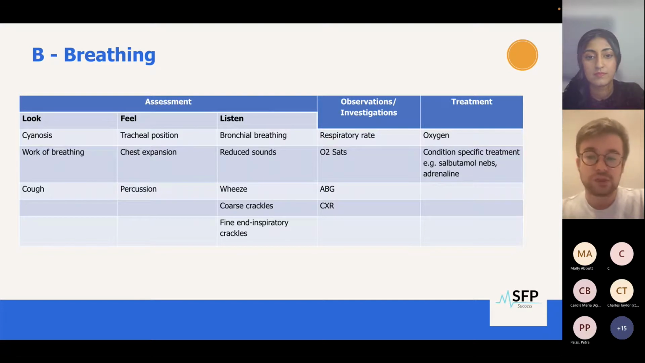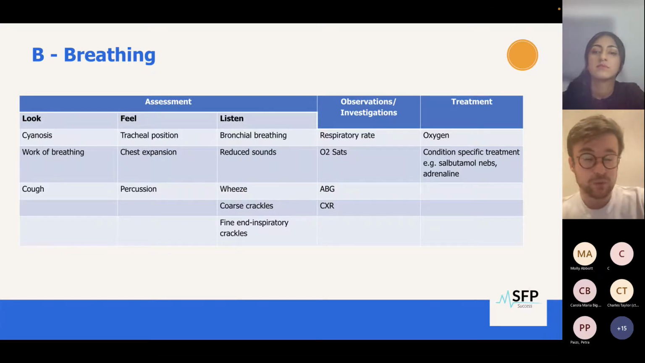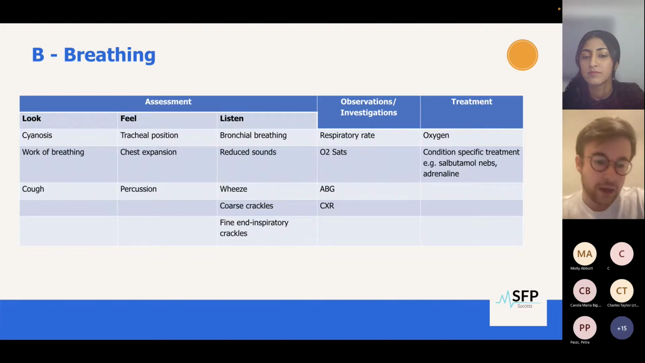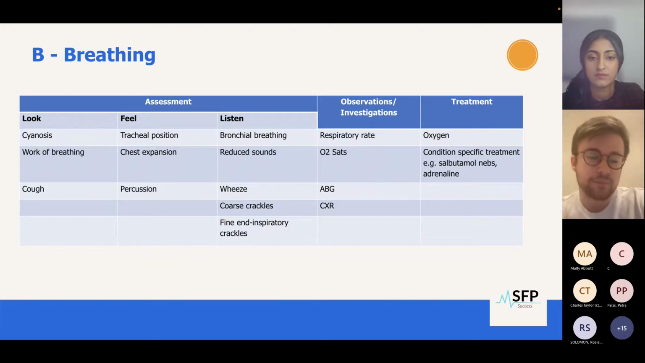So if you're suspecting someone's having an asthma attack, they're a known asthmatic, you can think about just giving some salbutamol nebulizer or ipratropium nebs. If at this point, which to be honest you may have come to the conclusion in airway, you're really suspecting something like anaphylaxis, you can give adrenaline.